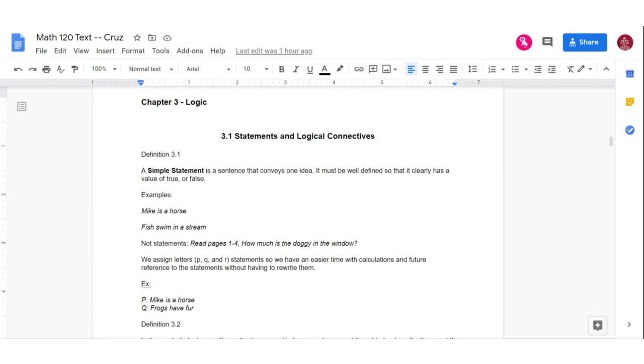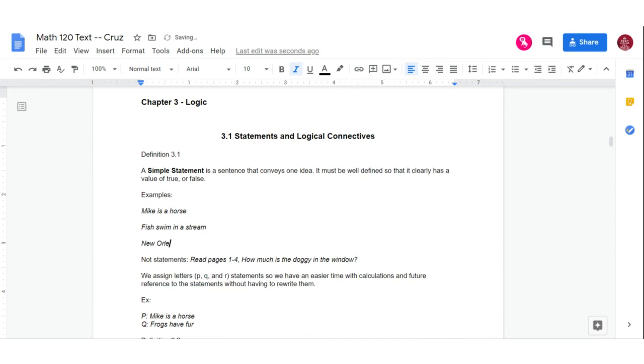We could say something like, New Orleans is the capital of Florida. Even though that's a false statement, it's still a statement. It has the ability to be true or false. So watch out for things like that. Just because it's false does not mean it's not a statement. It can be true or false. It has the ability to. All right, questions? Let me put that one in there. Again, all three of these are examples of statements. Commands and questions are not statements.